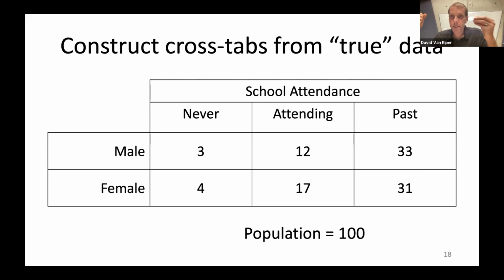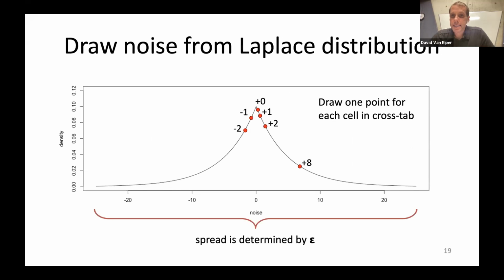In order to protect the privacy of the respondents, how differential privacy typically works is you draw a value from a statistical distribution and you inject that value as noise into these true counts. So we have 6 cells in this contingency table. What we would do is draw 6 values from a particular statistical distribution, 1 value for each cell in the table, and we would then inject that into the count, and that would essentially protect the privacy of the individuals who responded to the survey.